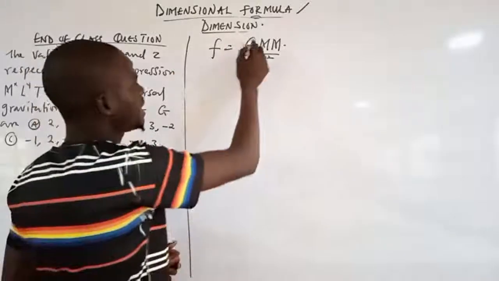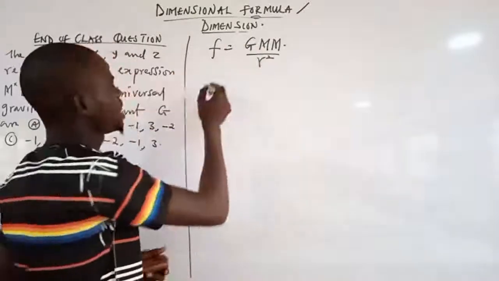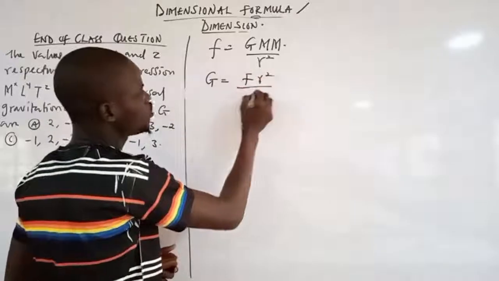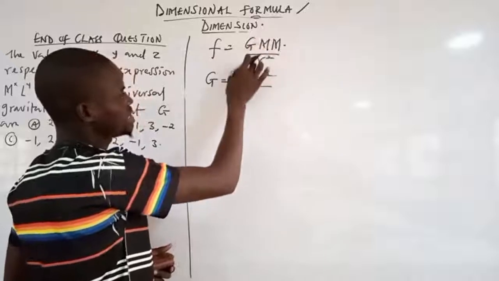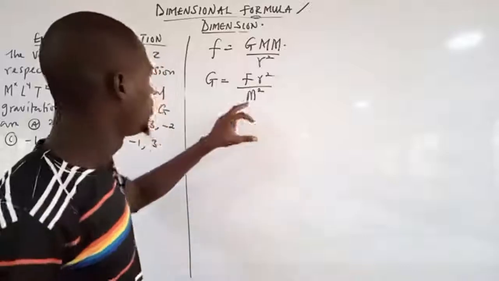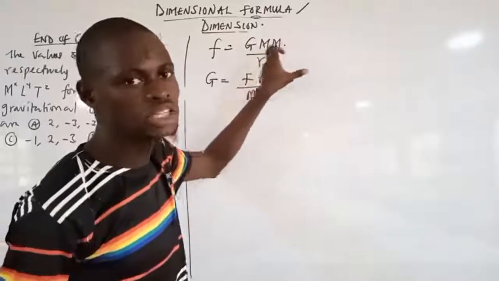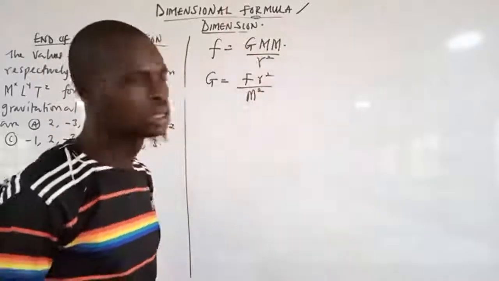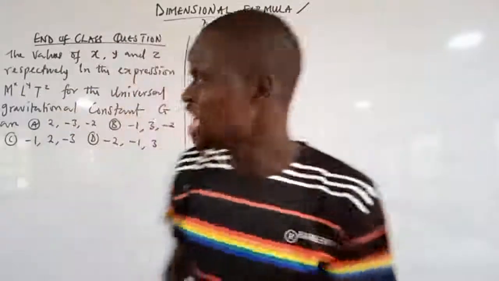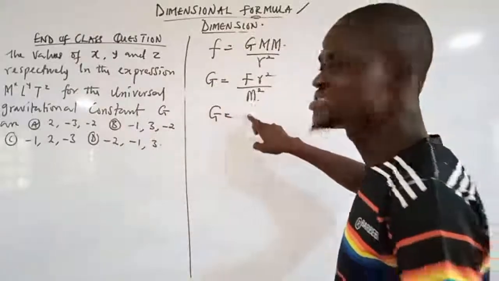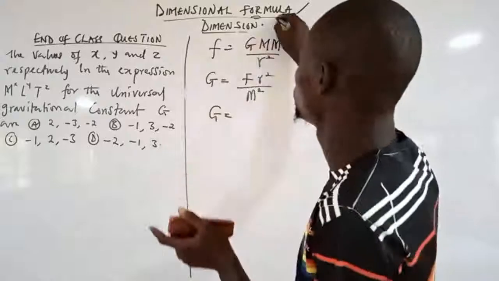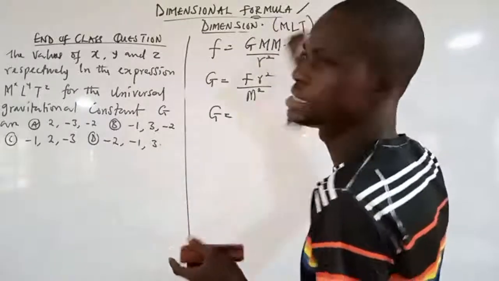Now, I can easily make G the subject of the formula from here. If I make G the subject, I'll have F R squared over mass times mass, so mass squared. Don't forget, in this case, there is no difference in the masses, so they are the same mass. So I can write this G. The first thing I need to do is express this G in terms of its derived units. Then from the derived units, you can write it in terms of dimension, which is M, L, and T.